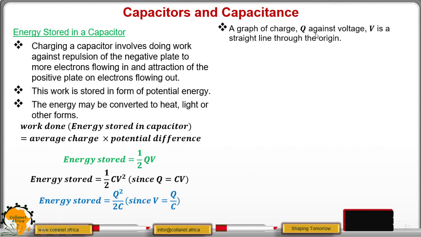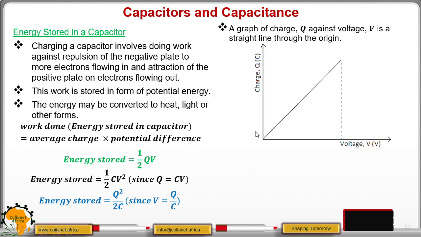So a graph of Q against voltage is a straight line through the origin. This one we found when we are charging a capacitor, that the charges increase. As the charges increase, also the voltage increases. And the charge, we found that it is the same as IT, that is current times time. So when you get the current times time and you plot a graph of charge against voltage, it will be a straight line through the origin.